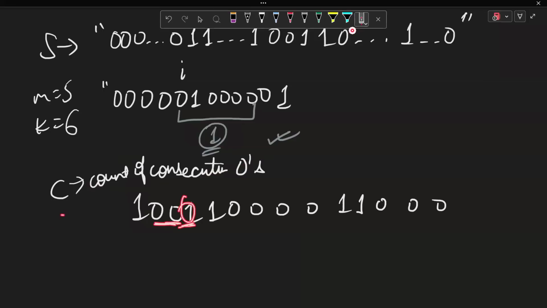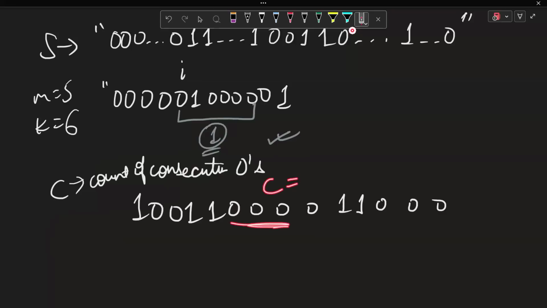When we get a 1, we would reset our C to 0, because now those zeros were fine, they didn't reach our M. Now we have a 1, our consecutive zeros is again 0. Now whenever we get a 0, it's one consecutive 0, because before it we got a 1, so it's not consecutive. So whenever we get a 1, reset C to 0, and whenever you get a 0, do a C++. This way, we can keep the count of consecutive zeros.